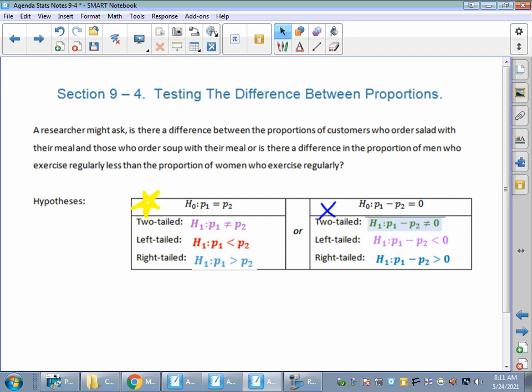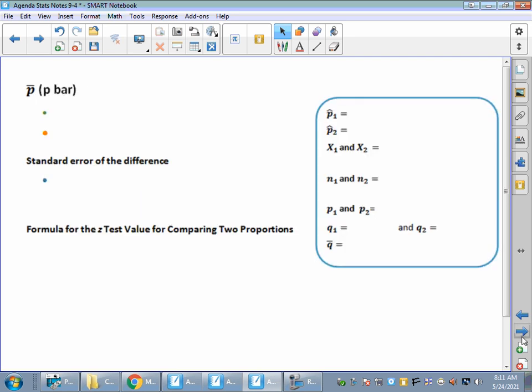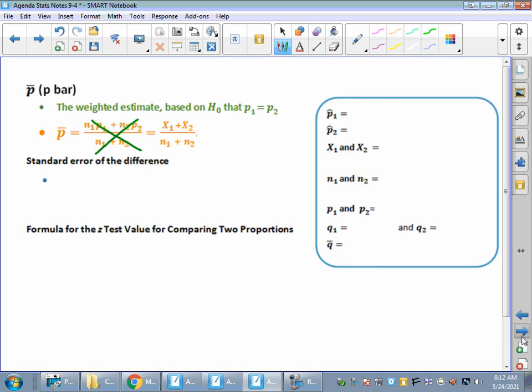So let's talk about a lot of side work. The one difference between this and our testing for the difference between means is there's a lot of side work. So we've got a p-bar that we've got to deal with. P-bar is the weighted estimate based on our H sub O, and H sub O says that they're equal. There's a calculation for p-bar. Ignore this middle bit. Just jot down that p-bar is equal to x sub 1 plus x sub 2 all over n sub 1 plus n sub 2.